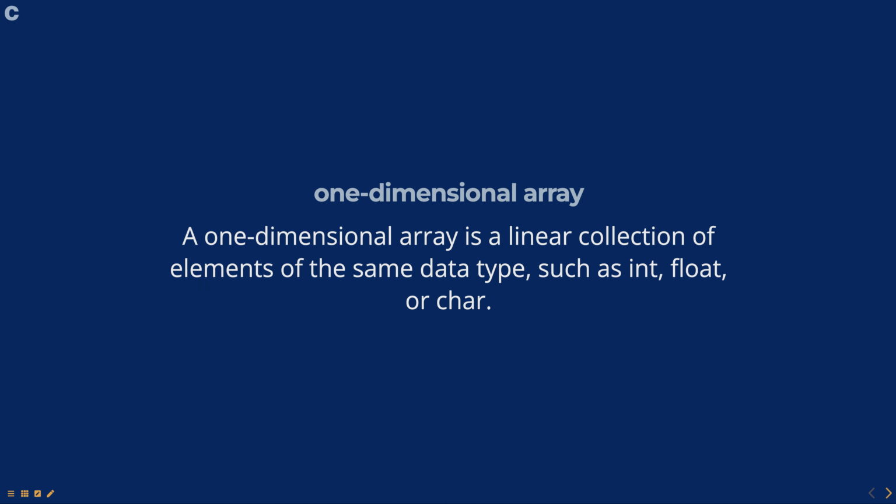A one-dimensional array in C is a linear collection of elements of the same data type, such as int, float, or char. The elements are stored in continuous memory locations and are accessed using an index. The index of the first element is 0. The index of the second element is 1, and so on.